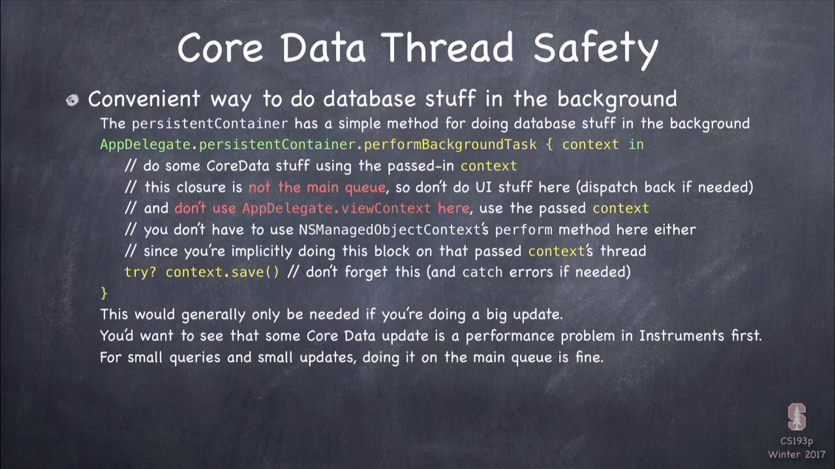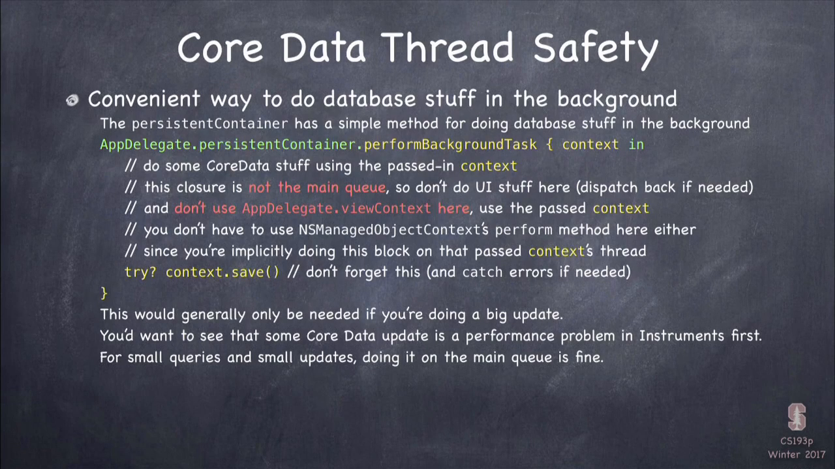So this perform background task finds another queue, not the main queue, some other queue, and it creates a context in that other queue, and it executes your closure on that other queue in the background. Now, it's a convenience method, so if you really needed to control the quality of service of the queue, you can't use this, but 99.99% of the time, whatever quality of service that queue is getting is the right one for core data, because core data knows its business. So you're going to do it.